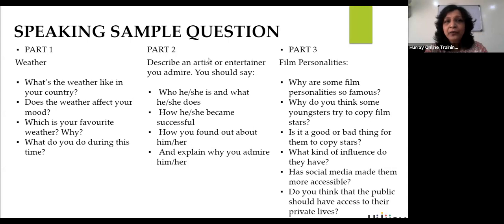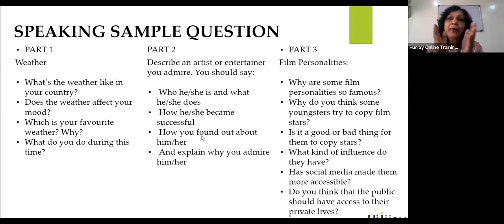Now, when this is part 1, a part 2 question could be like this. Describe an artist or entertainer you admire. So they're asking for an entertainer or an artist you admire. They're not saying that it should be a famous person. It need not be a famous person. It's just someone whom you know and who you admire. So the bullet points below this could be like this.